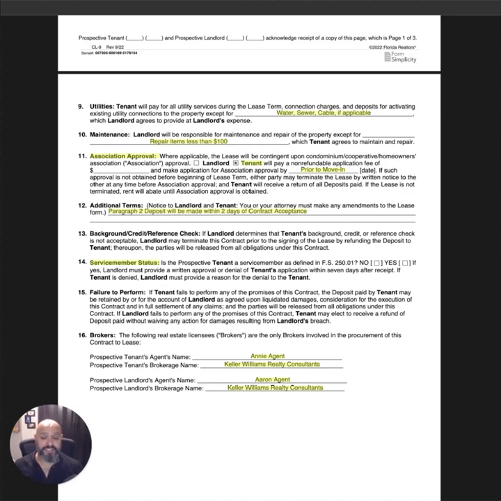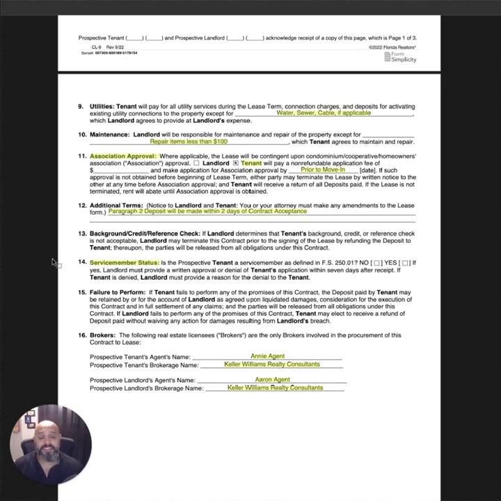Paragraph 13 is going to state that when we submit our application and our background checks, if for some reason the landlord says that they don't feel that the credit or background check is acceptable, then this form may be terminated and any deposits that were made will be released and refunded back to the tenant.